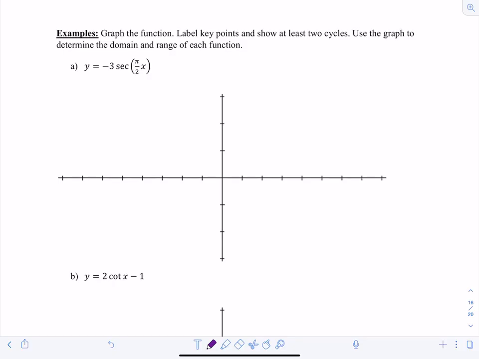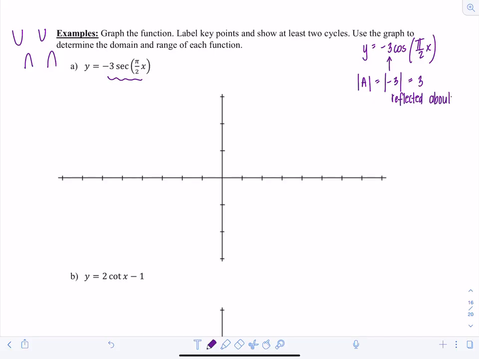Okay, so what we're gonna do first is actually graph cosine of pi over 2x, okay? Now notice here for cosine, that means the amplitude, which is the absolute value of -3, is 3. Now secant doesn't have an amplitude because we know the graph of secant looks like this, right? So it's not bounded, but cosine and sine, those graphs they have an amplitude. The -3 also means that it's been reflected, right? About the x-axis.